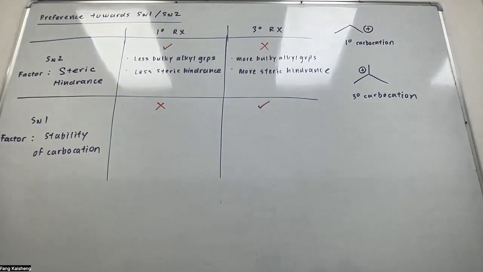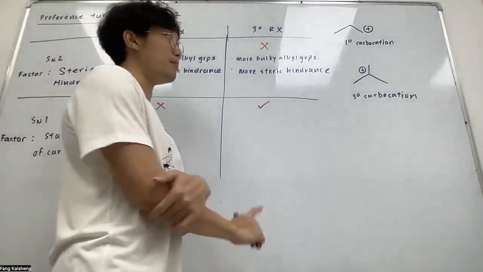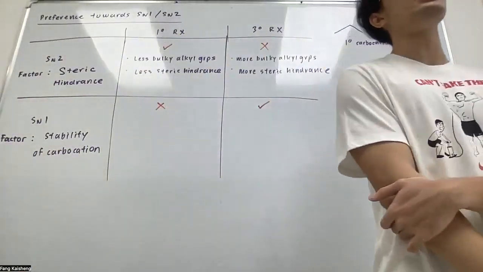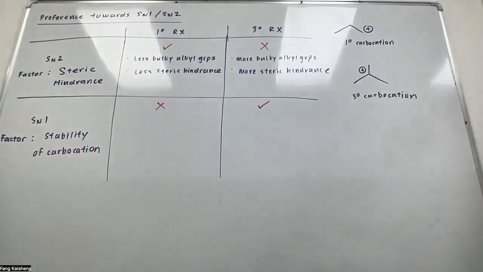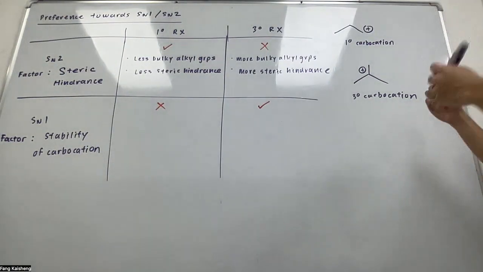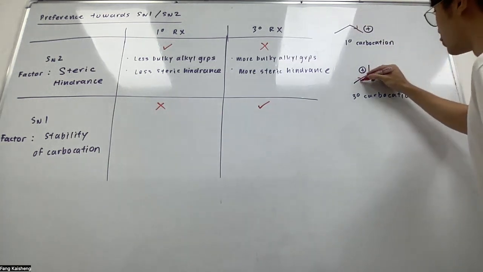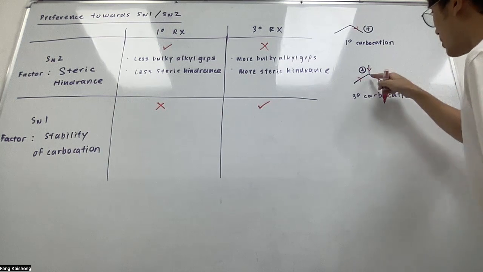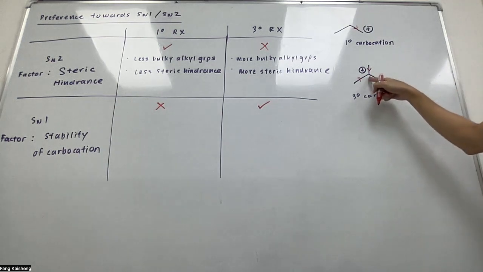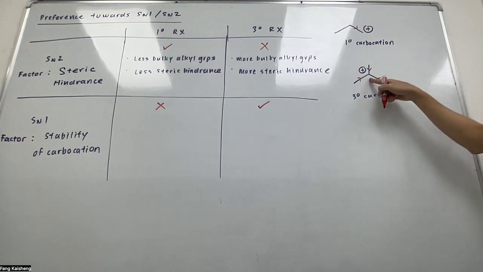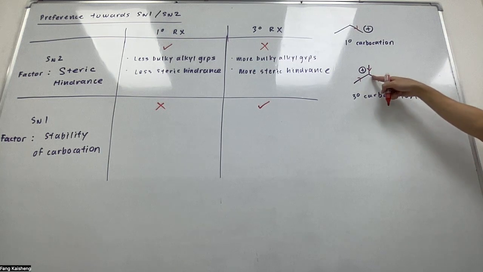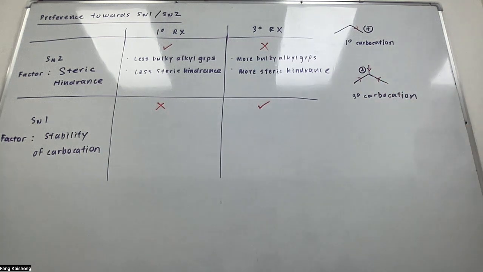Why? Good. Having more electron donating alkyl groups means the positive charge is dispersed to a greater extent. You see, you only have one person donating you money versus three people donating you money. Remember, is this carbon rich or poor? This carbon is poor, it has a plus charge. So you want more people to give you money, right? That's the idea.